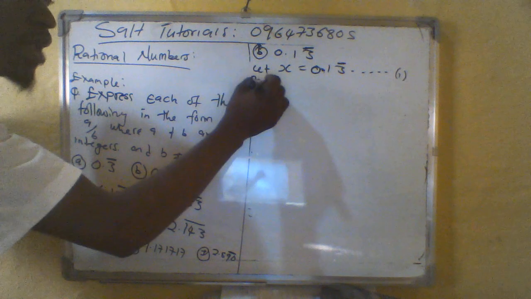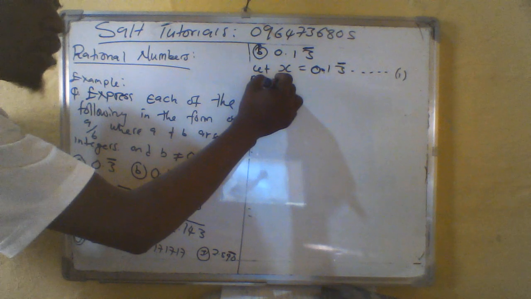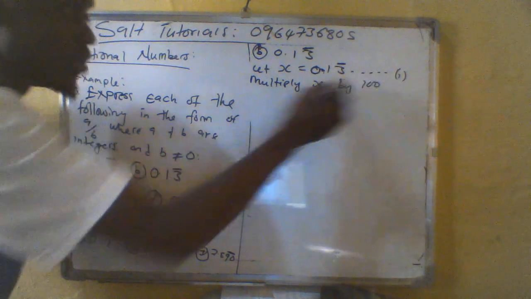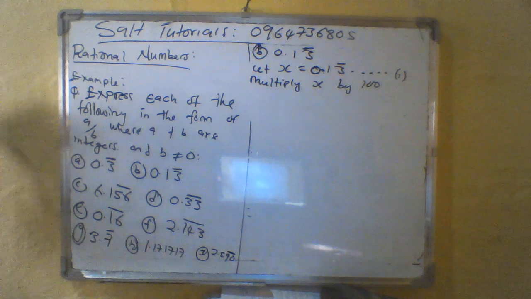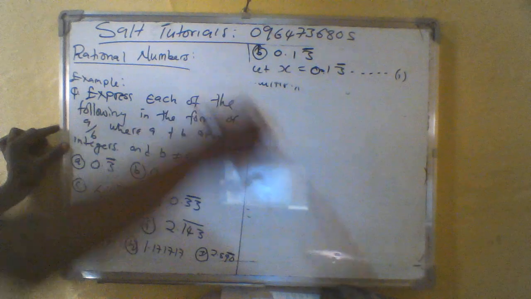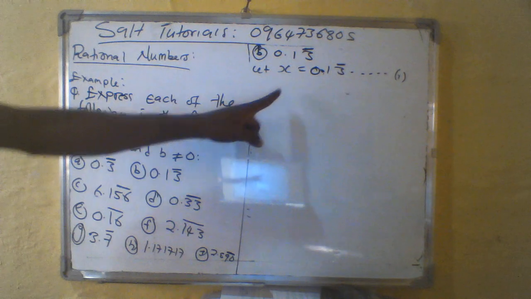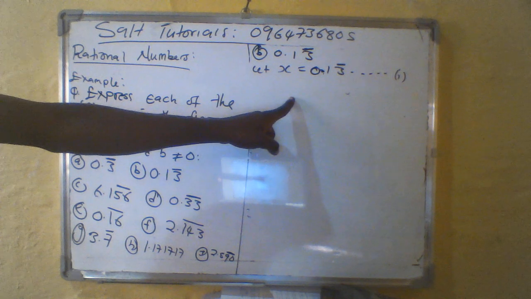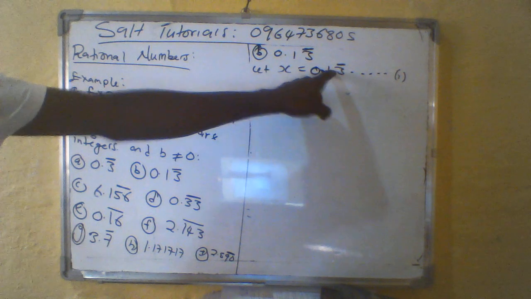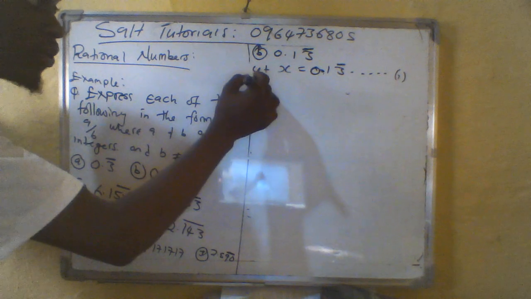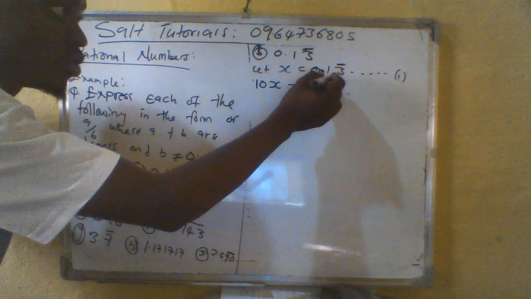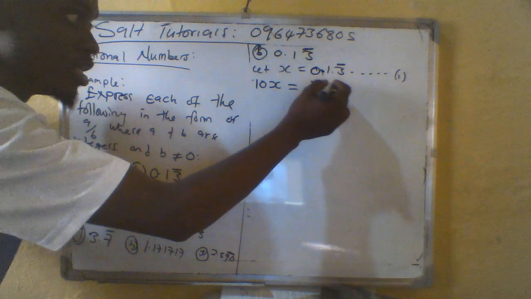So multiply x by 100, but maybe you can take it step by step first. Since this is my x, I can start first of all by multiplying by 10 to move my point in the other direction. So multiplied by 10, which is 10x, will give me what? The point is going to move once, giving me 1.3 bar.